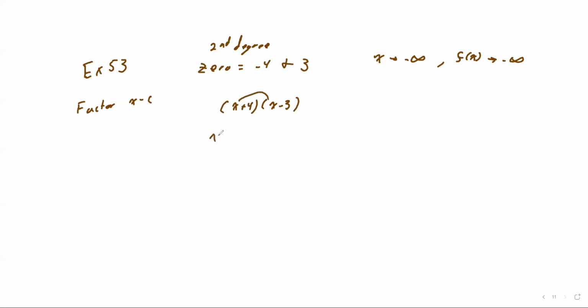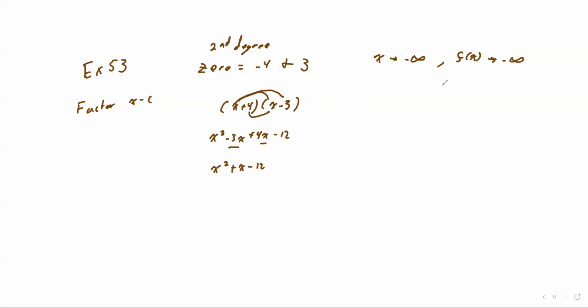So x times x, x squared. x times negative 3, negative 3x. 4 times x, 4x. 4 times negative 3, negative 12. Combine like terms, I get x squared plus x minus 12. All right, there we go. So this would be true, and we can be done with that.